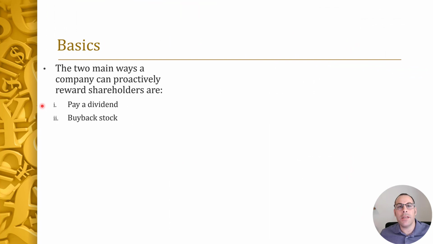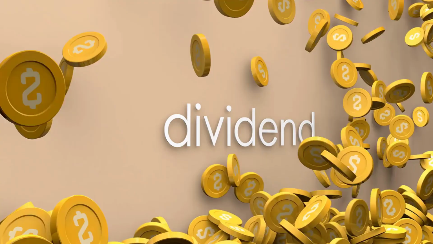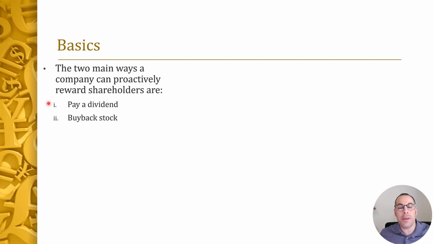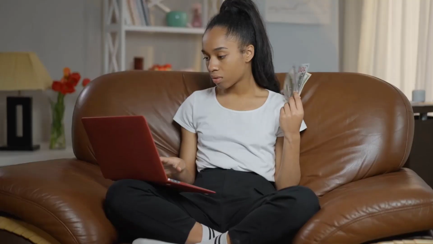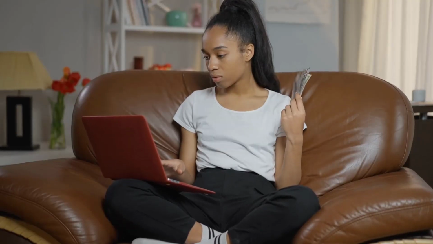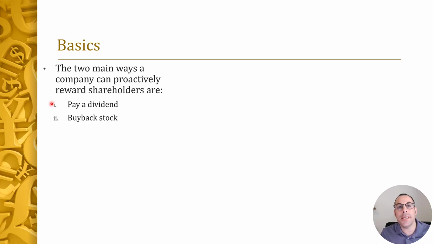The two main ways for companies to reward shareholders are to pay a dividend or to buy back stock. And a company doesn't have to pay a dividend or buy back stock. So how do you make money? Well, most people make money when they buy a stock and sell it at a higher price. They hope the stock doubles, triples, 10x's, 50x's. We all want to become millionaires and make tons of money on stocks. But if the company has extra funds, they could pay a dividend or use those funds to buy back stock.